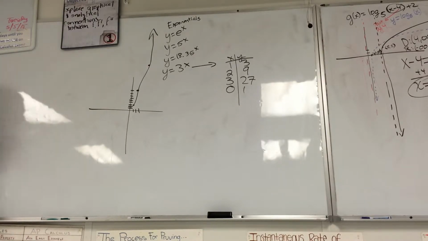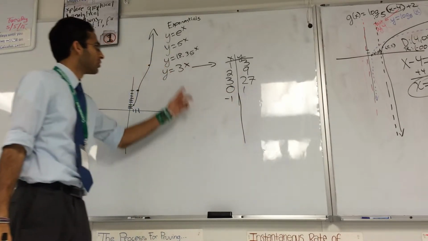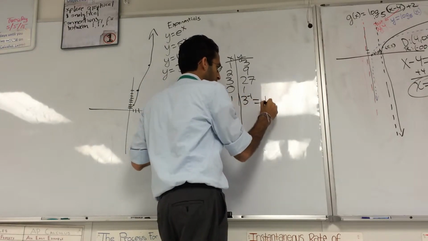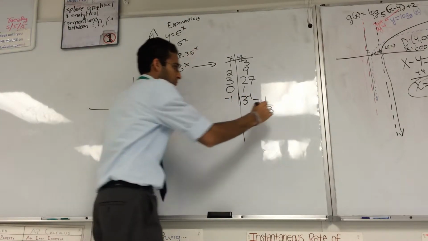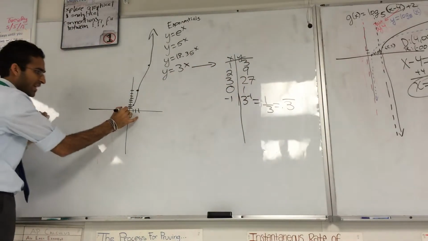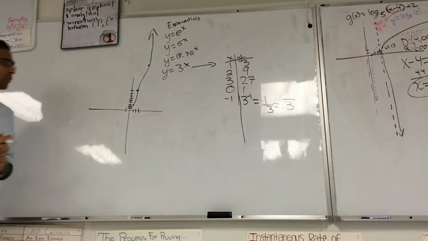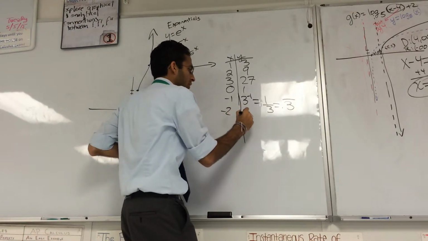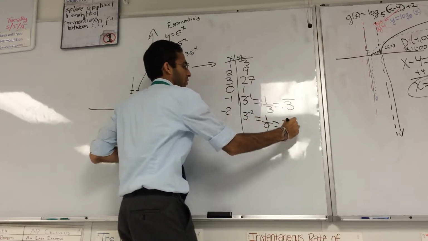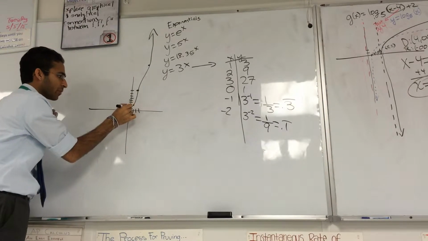What happens here when x is a negative number? Let's find out. X is negative 1. 3 to the negative 1 power is 1/3. Very good. 0.3 repeating. So when x is negative 1, y is 0.3 repeating. That's right there. When x is negative 2, I have 3 to the negative 2. That's 1/9. So it's right there, and I'm starting to see the pattern now.